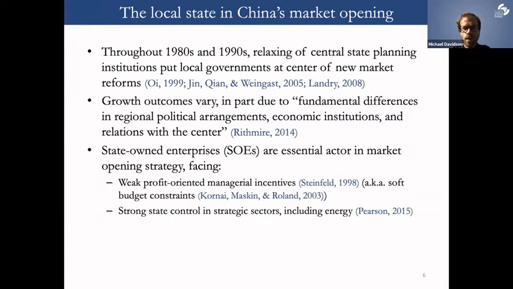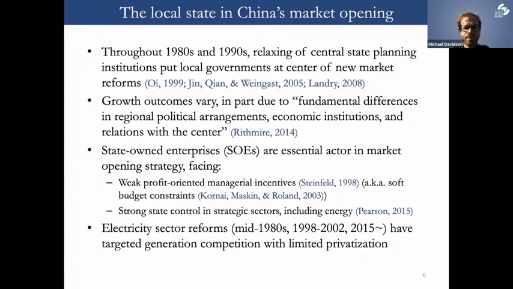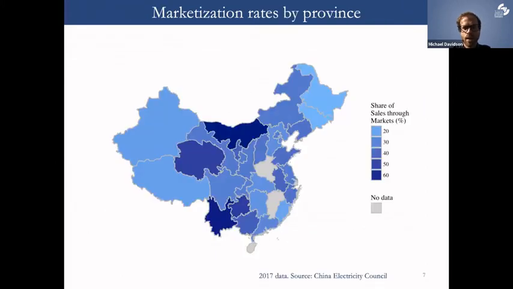And for a couple of reasons. One is that they behave differently than private firms. They have weak profit-oriented managerial incentives, oftentimes called soft budget constraints. And there's also a continued strong state control in energy as a strategic sector. And electricity sector reforms have really followed similar models where they've focused on creating competition, but really with limited privatization. So that is, you still have significant state ownership in the Chinese electricity sector.